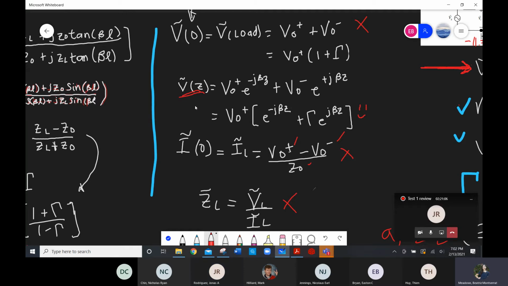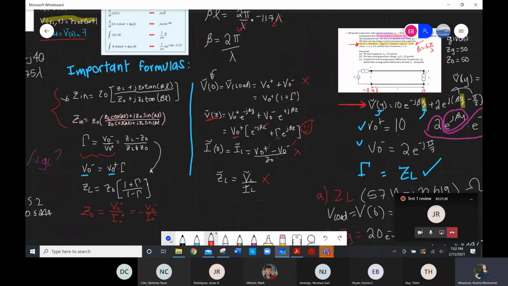B in is always going to be at the most left side of the transmission line, right? So it's just this. Do I know B naught plus? Yes, we just got that. Do I know gamma? Yes. Do I know what location I need to find? Yes. So can I use this formula? Yes. Okay, so let's go to my work.